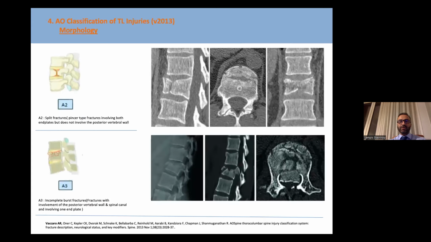Then we have the A2, which is a split fracture. We saw it in the Dennis classification. We saw it in the Magerl classification. This is the A2, again, without involvement of the posterior vertebral wall.